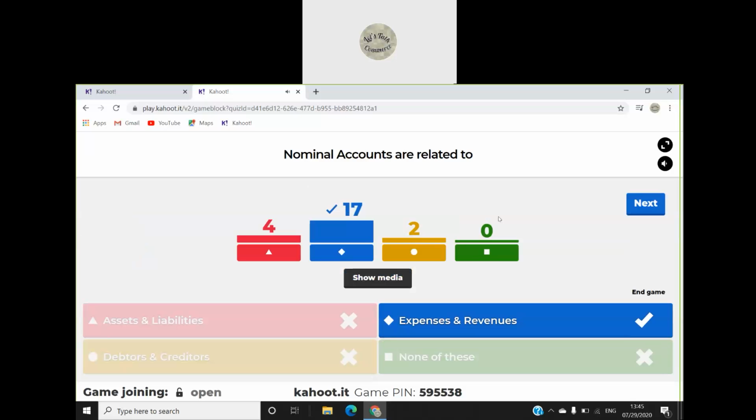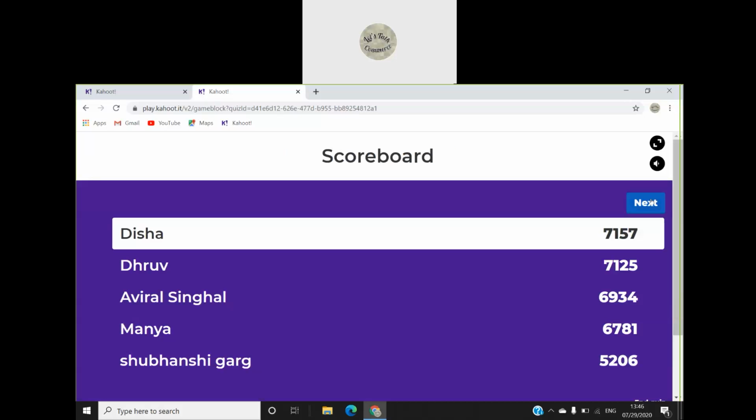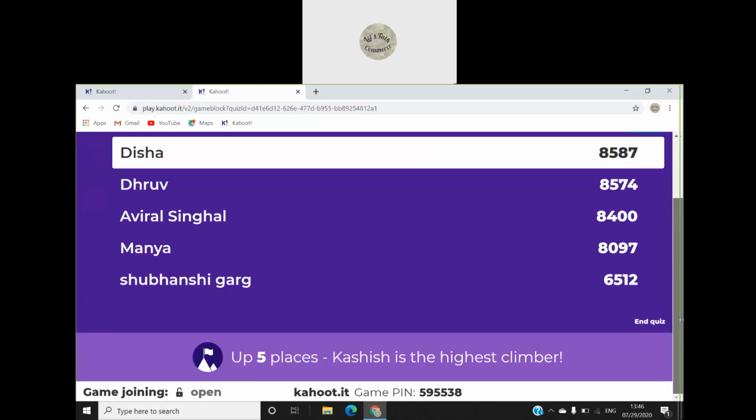Okay, so nominal accounts are always related to expenses and losses and revenues and profits and gains. So option B is the correct option. Let us look at the score. Scores are saying Disha is on top, then Dhruv, Aviral, Manya and Subhanshi, up by 5 places. Kashish is the highest climber.